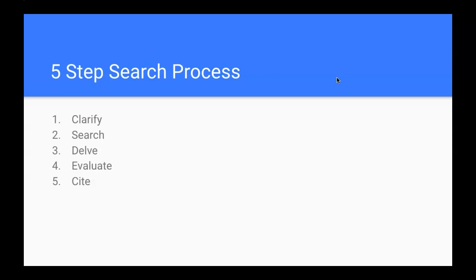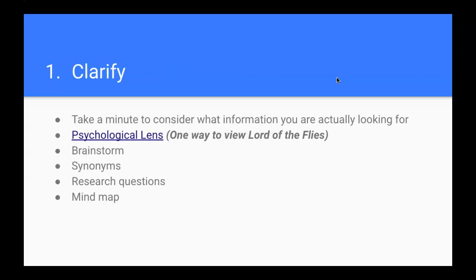Here's a 5-step search process. First, you want to clarify. Then you want to search. You need to delve a little bit deeper, evaluate, and then cite. And I'll get into each one of these steps in a little more detail. So what does it mean to clarify? You need to stop and take a second to think about what you're actually looking for.